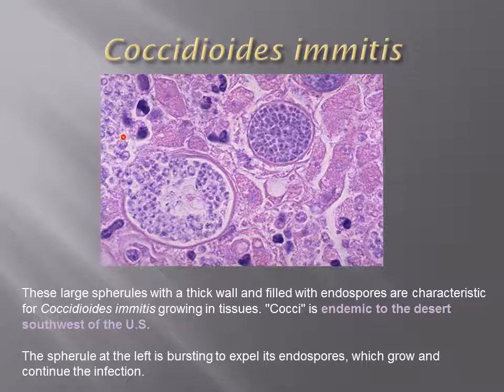So here's what they would see in a tissue section. These spherules, thick wall with endospores inside. And this is diagnostic for Coccidioides immitis. Cocci is endemic to the desert southwest of the United States. If you work in that part of the country, you're going to run into this organism. Having never worked there myself, I've never seen him in person because I've always practiced in the Midwest.